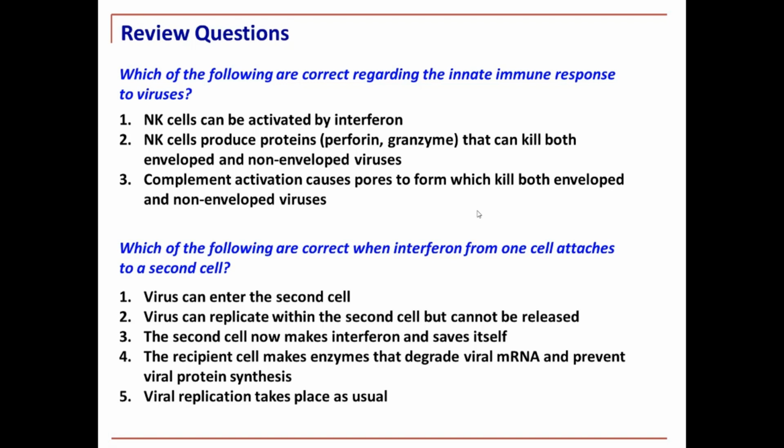Okay, so let's have a little look and see how you're doing. Have a look at these questions, press pause, and then we'll go through them. Which of the following are correct regarding the innate immune response? Natural killer cells can be activated by interferon. That is correct. Natural killer cells produce proteins such as perforin and granzyme that can kill both enveloped and non-enveloped viruses. That is incorrect. Holes form in the membranes, remember, in the lipid bilayer.